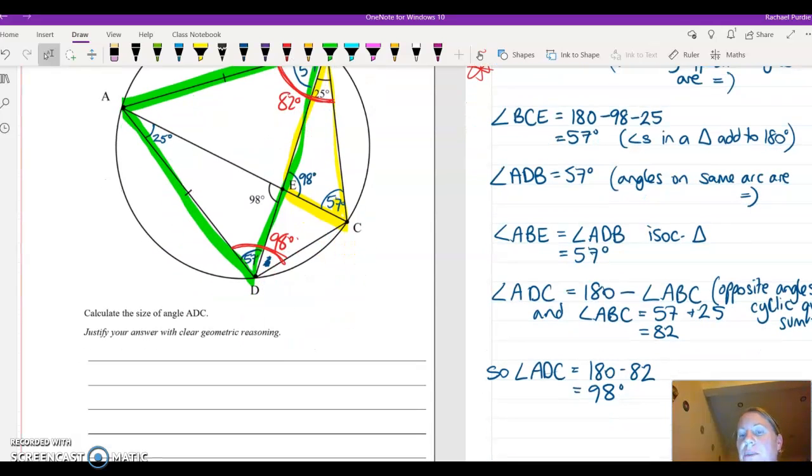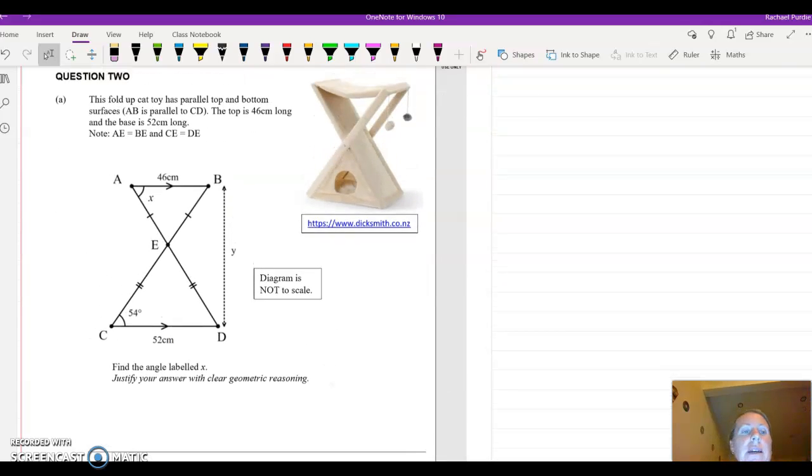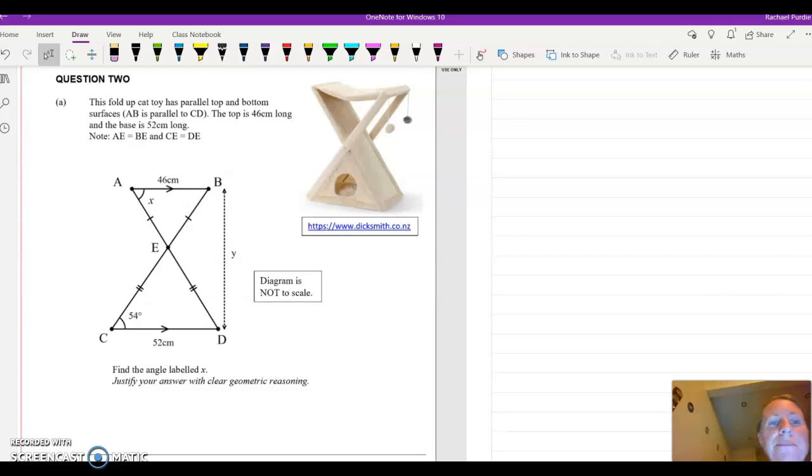Okay, so I've got it there, and that'll be in the OneNote that you guys can look at as an example of how you'd lay out that wording. Okay, what have we got? 2A. Now I have to keep an eye on the time and not go past 15 minutes again.